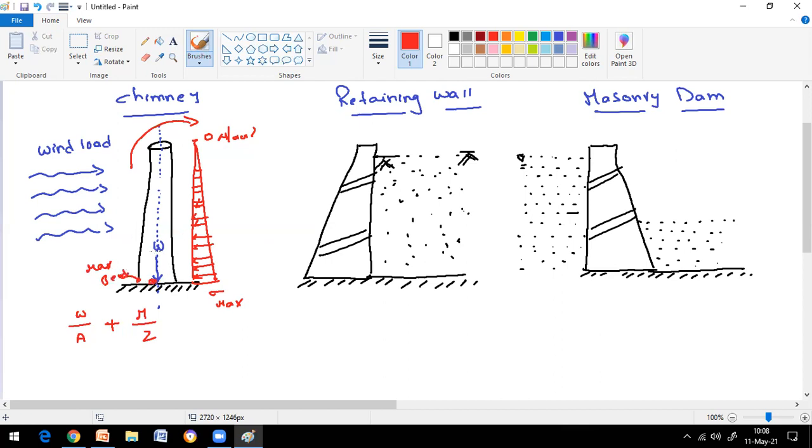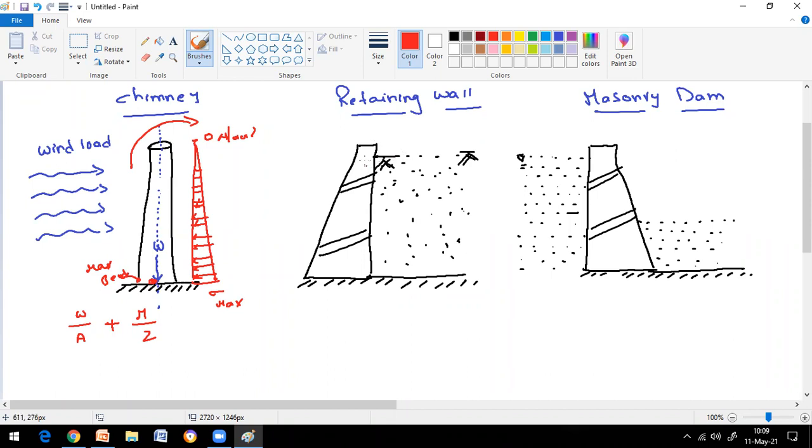So that is how direct and bending stresses occur in the chimney. Tall structures will always be subjected to wind load. Wind loads cause the member to have bending at the support. That's how chimneys are the best examples for combined direct and bending stresses. Right. Next one, retaining wall.